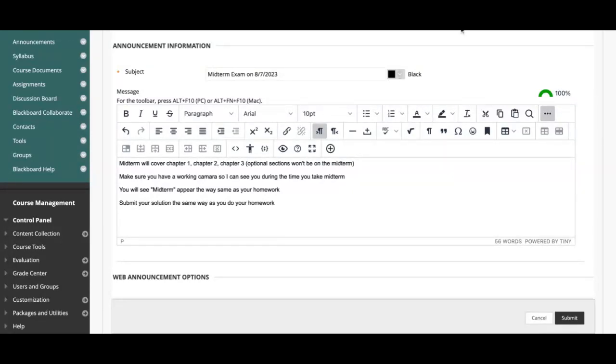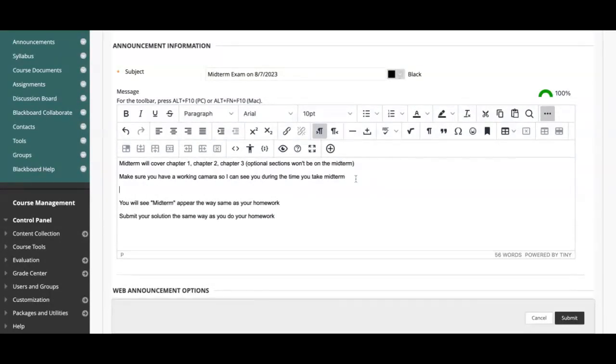Okay, any other questions? Oh, make sure you have your ID. Make sure you have your working camera. Make sure you have your ID. Make sure you have a picture ID. Ideally, student ID.